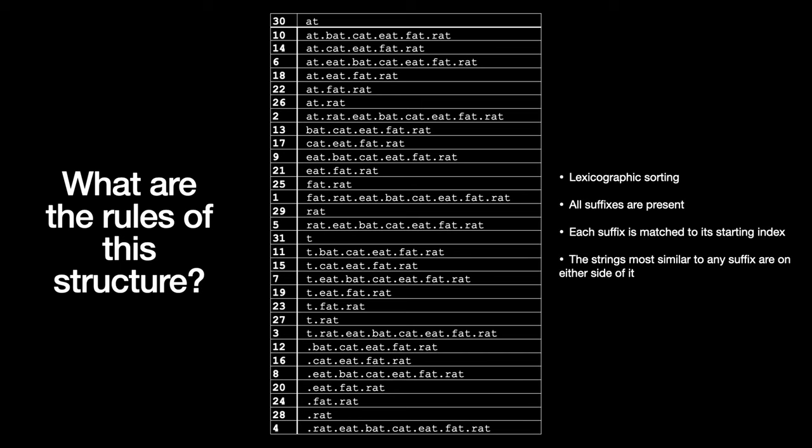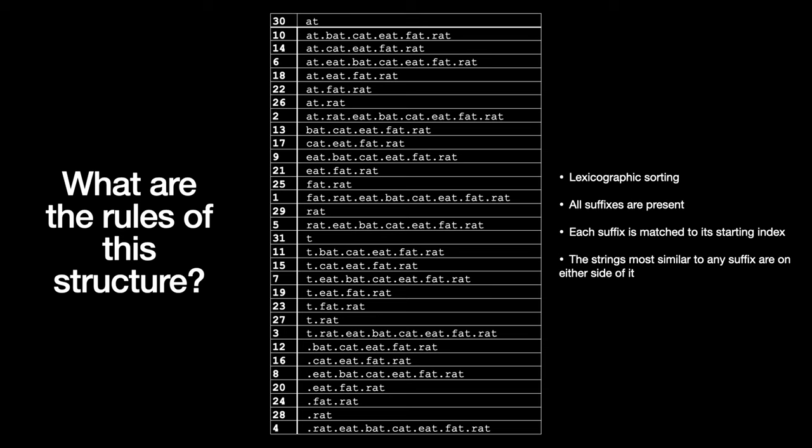So there are a bunch of rules to this data structure that define what it is. Lexicographic sorting, which means the strings are sorted in this alphabetic way, except the alphabetic sorting continues through each letter of it. All the different suffixes of this original string are present. Because we've gone through the entire string and started from everything from the first letter, everything from the second letter, everything from the third letter, we know that every possible suffix is there. Each suffix is matched to where in the string it starts. That's the number on the side.